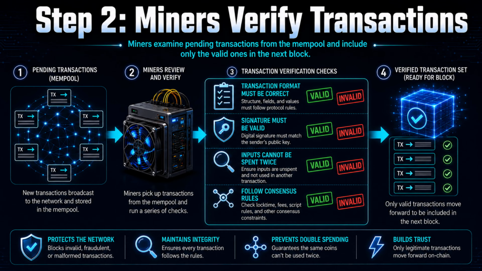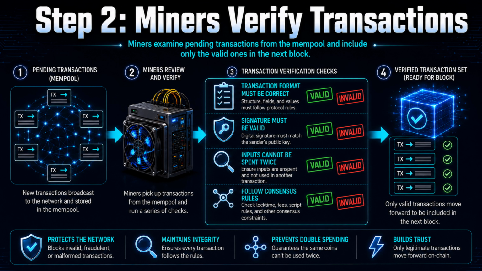Miners also check whether the transaction inputs are still unspent. This prevents double spending, where someone attempts to use the same cryptocurrency in two different transactions. The miner checks the available amount as well. A transaction cannot spend more funds than the referenced inputs contain. The total input value must cover both the payment amount and the transaction fee. Additional rules may include script validation, lock times, transaction size limits, and other consensus requirements.